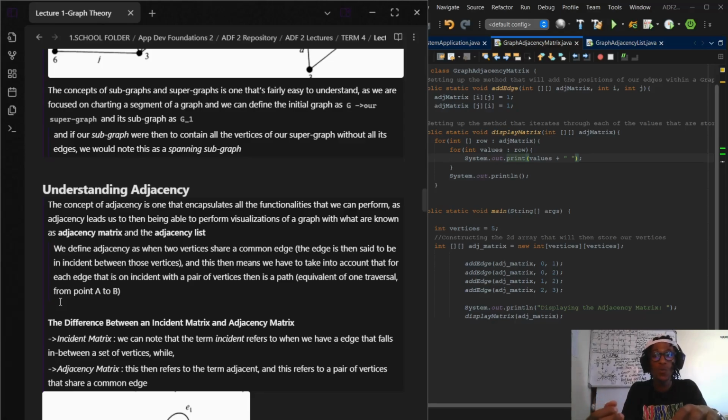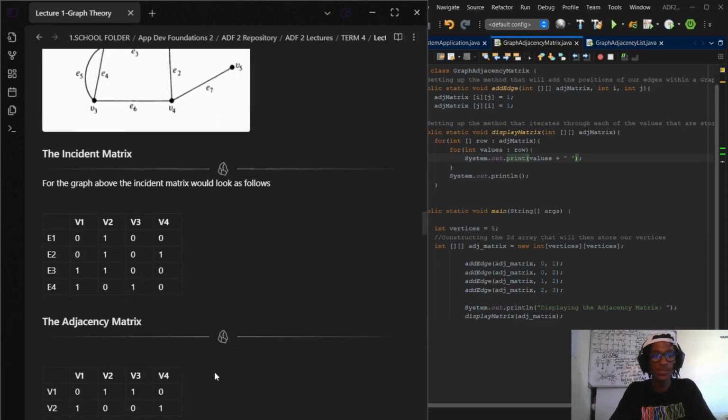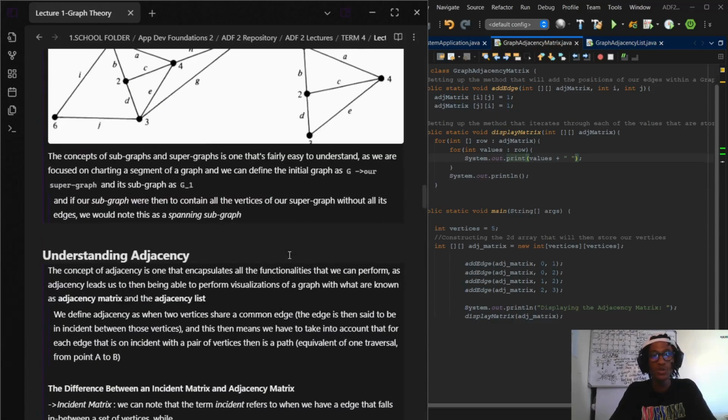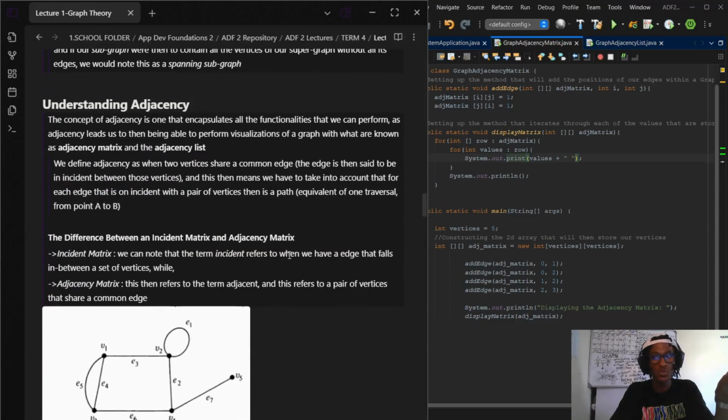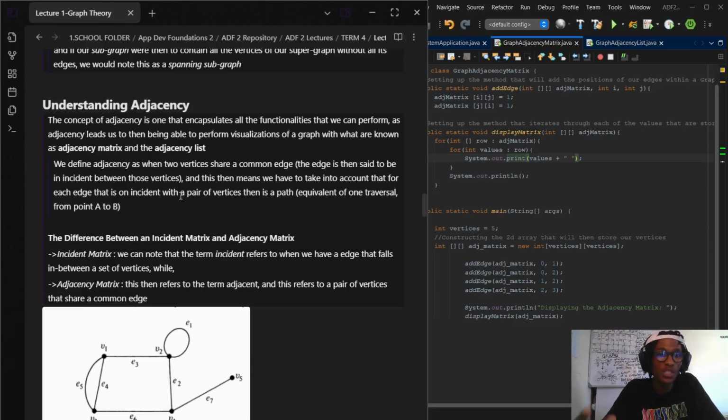The adjacency matrix is this box that I just showed you, this table of 5 by 5. A matrix has two dimensions, the x-axis and the y-axis, and we plot different sections of that graph according to where the edges intersect with the vertices themselves. It's quite a lot, quite a spoonful. So I'll jump in and say we define adjacency as when two vertices share a common edge. Then the edge itself is said to be incident between those two vertices.